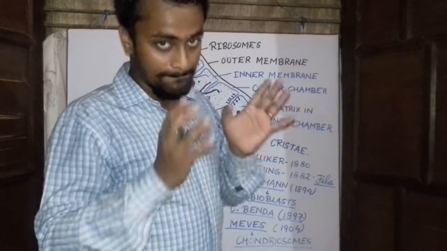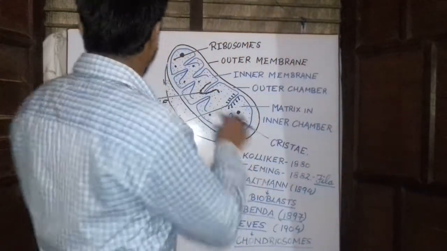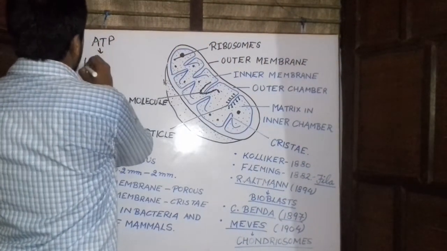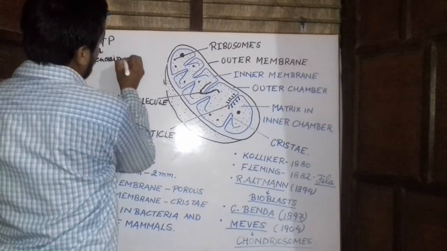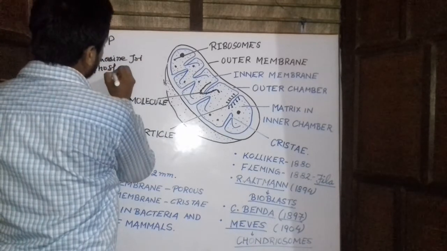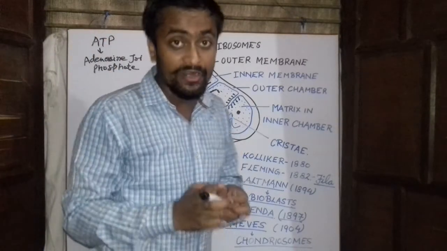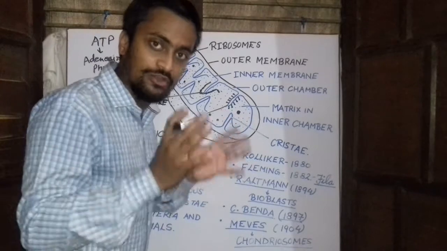Okay, why? Because ATP is formed here. What is ATP? ATP is adenosine triphosphate. The mitochondria consist of some phosphate molecules, and ATP molecules are also present.